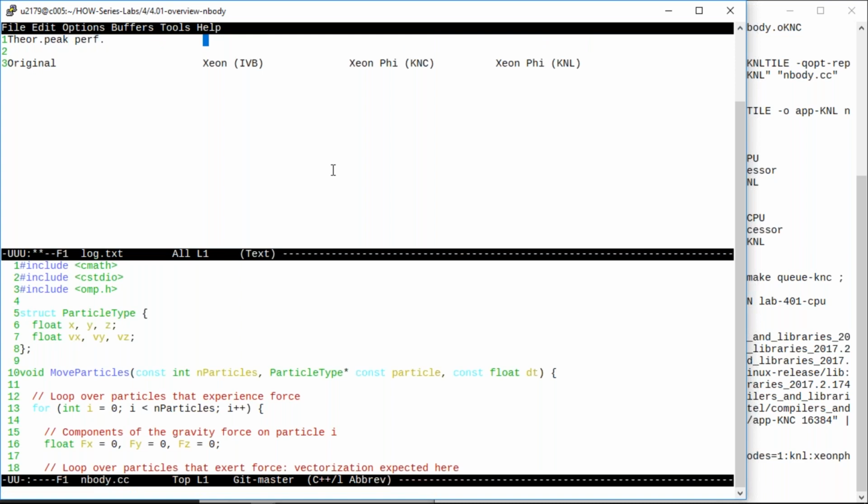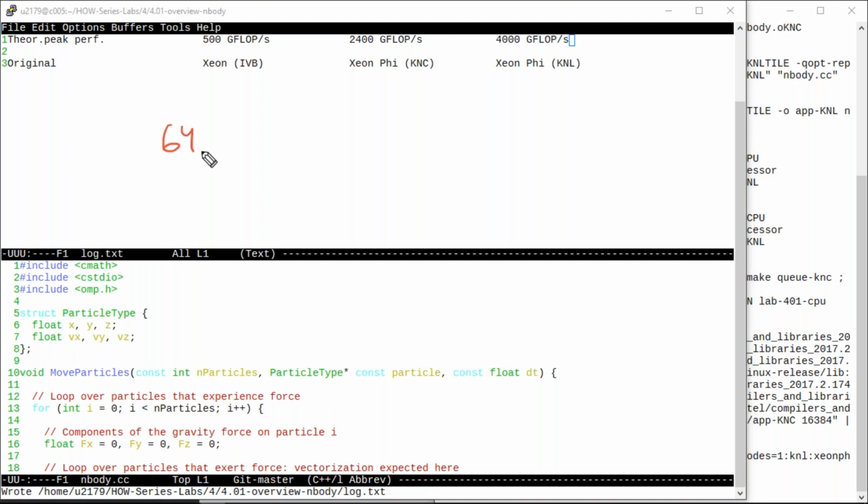The estimated theoretical peak performance for the Xeon model is 500 gigaflops per second in single precision. For KNC it is 2400 gigaflops per second. And for Knights Landing, I think it is 4,000 gigaflops per second. Actually, for Xeon Phi, we can probably do the estimate.